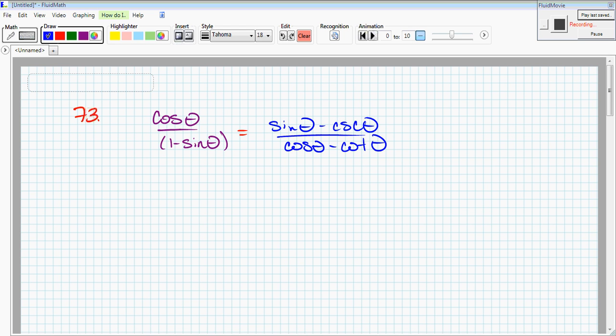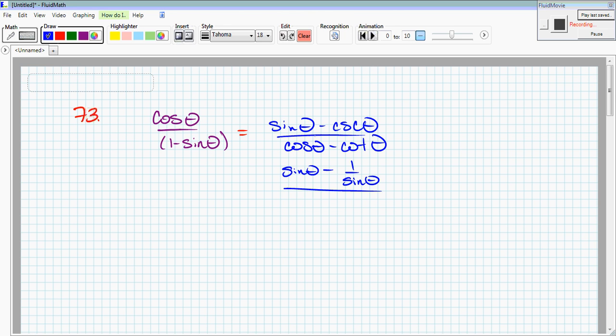Alright, the directions for 73 say to verify. Just taking a look at this, I think we're going to have to manipulate both sides, but what we should do is probably start with the right. In this particular problem, we write everything in terms of sine and cosine.